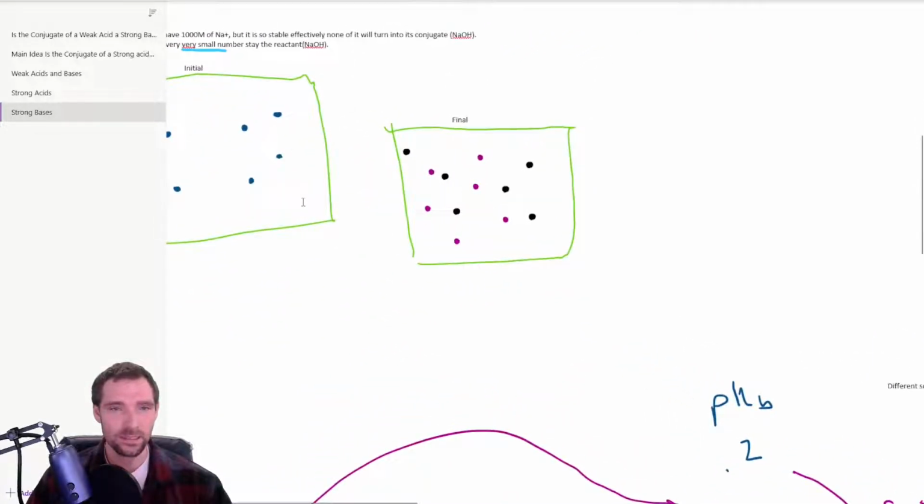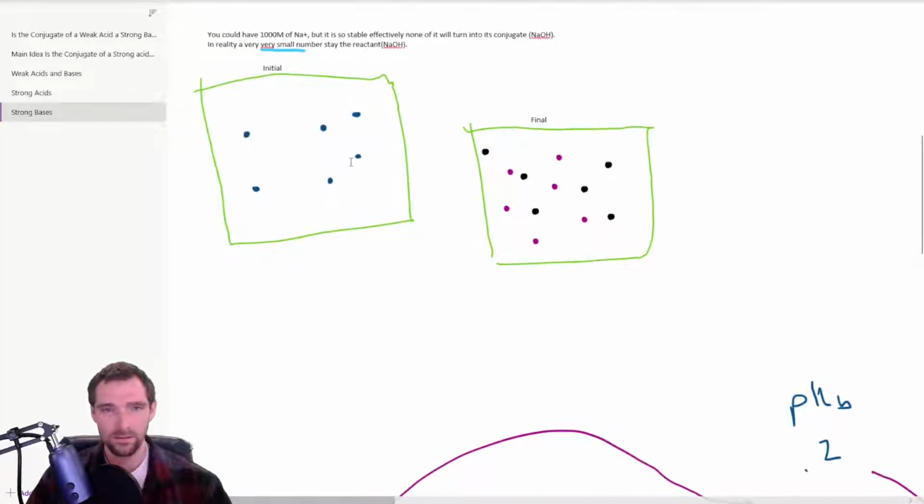So we can see here that I've drawn out all reactants, and then they dissolve completely, and we have no reactants left.